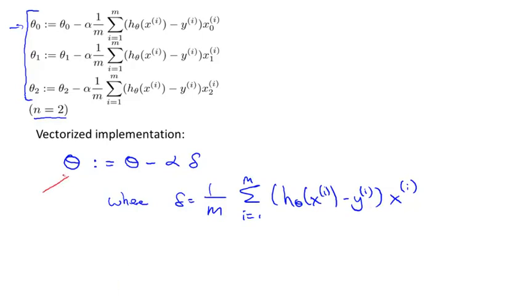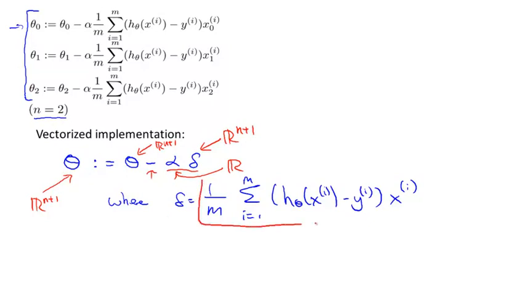Here I'm going to treat theta as a vector, so that's an n plus 1 dimensional vector. And I'm saying that theta gets updated as that's a vector, R n plus 1. Alpha is a real number, and delta here is a vector. So this subtraction operation, that's a vector subtraction, okay? Because alpha times delta is a vector, and so I'm saying theta gets this vector, alpha times delta, subtracted from it. So what is the vector delta?